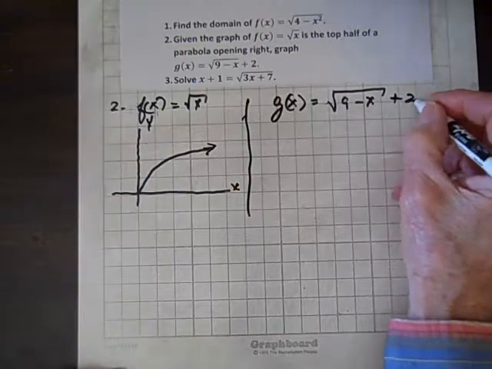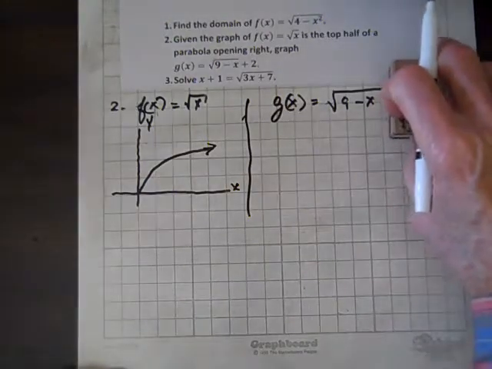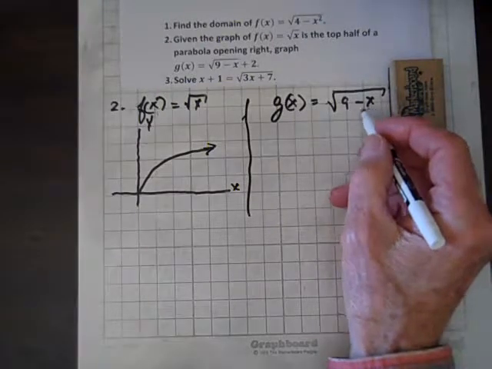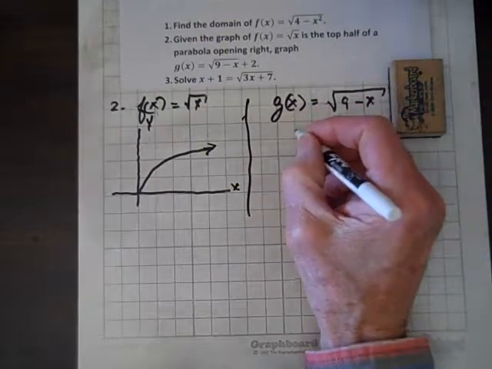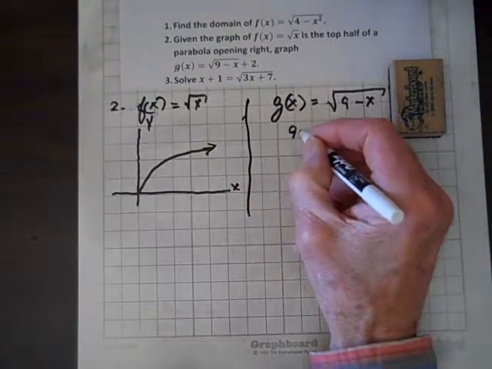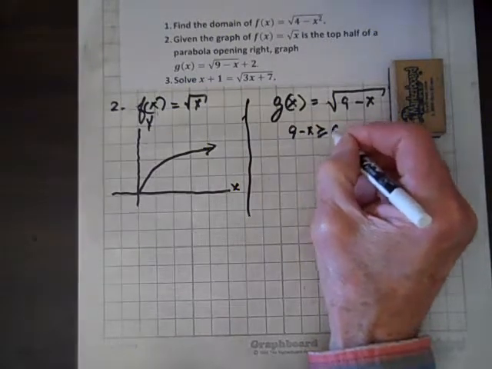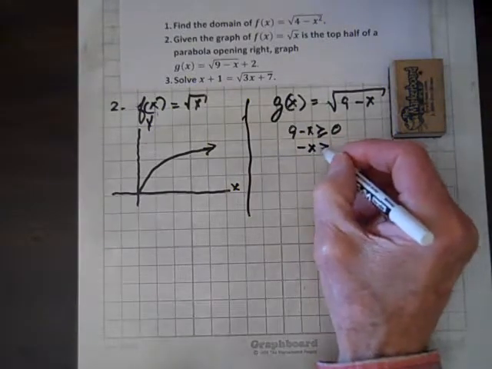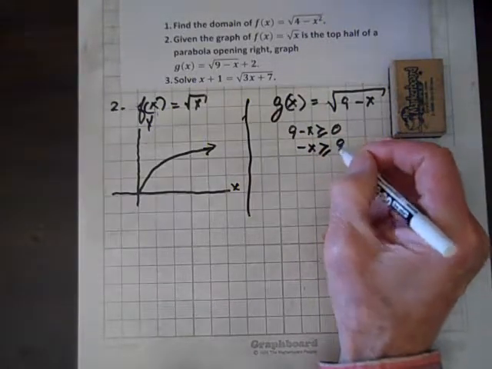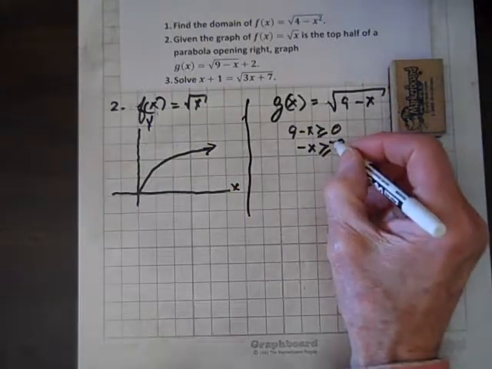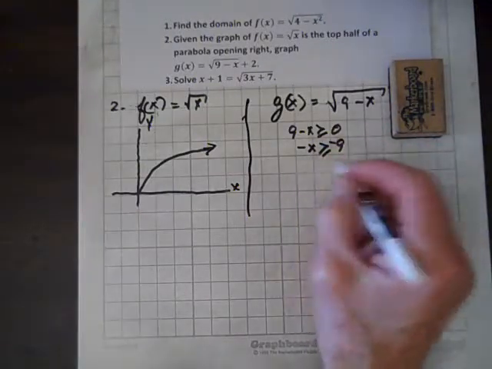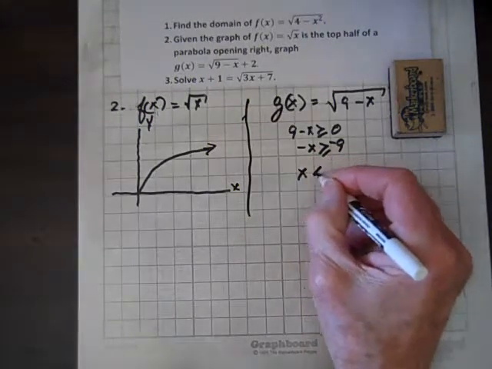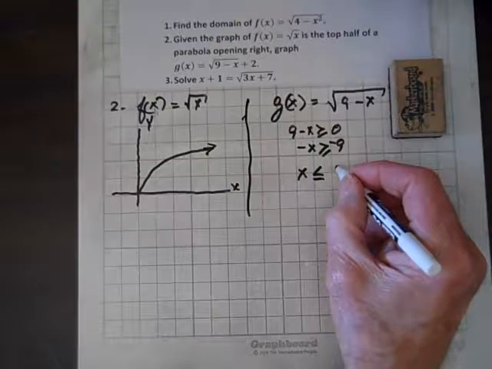Let's ignore the 2 for the moment, so I'm just going to cover that up. Now, what's the domain of the square root of 9 minus x? Well, to find that, we set 9 minus x greater than or equal to 0 and solve. So subtracting 9 from both sides, we get minus x is greater than or equal to -9, so multiplying through by a negative we get x, and now we have to flip the inequality, as less than or equal to 9.